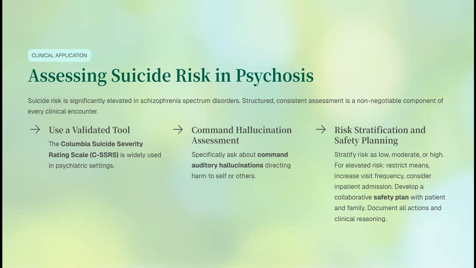Then risk stratification. Classify as low, moderate, or high. Elevated risk requires action. Restrict means, increase visit frequency, consider hospitalization. Create a safety plan collaboratively with the patient and the family. Document your reasoning and all interventions taken. Structured, consistent assessment at every visit is non-negotiable.